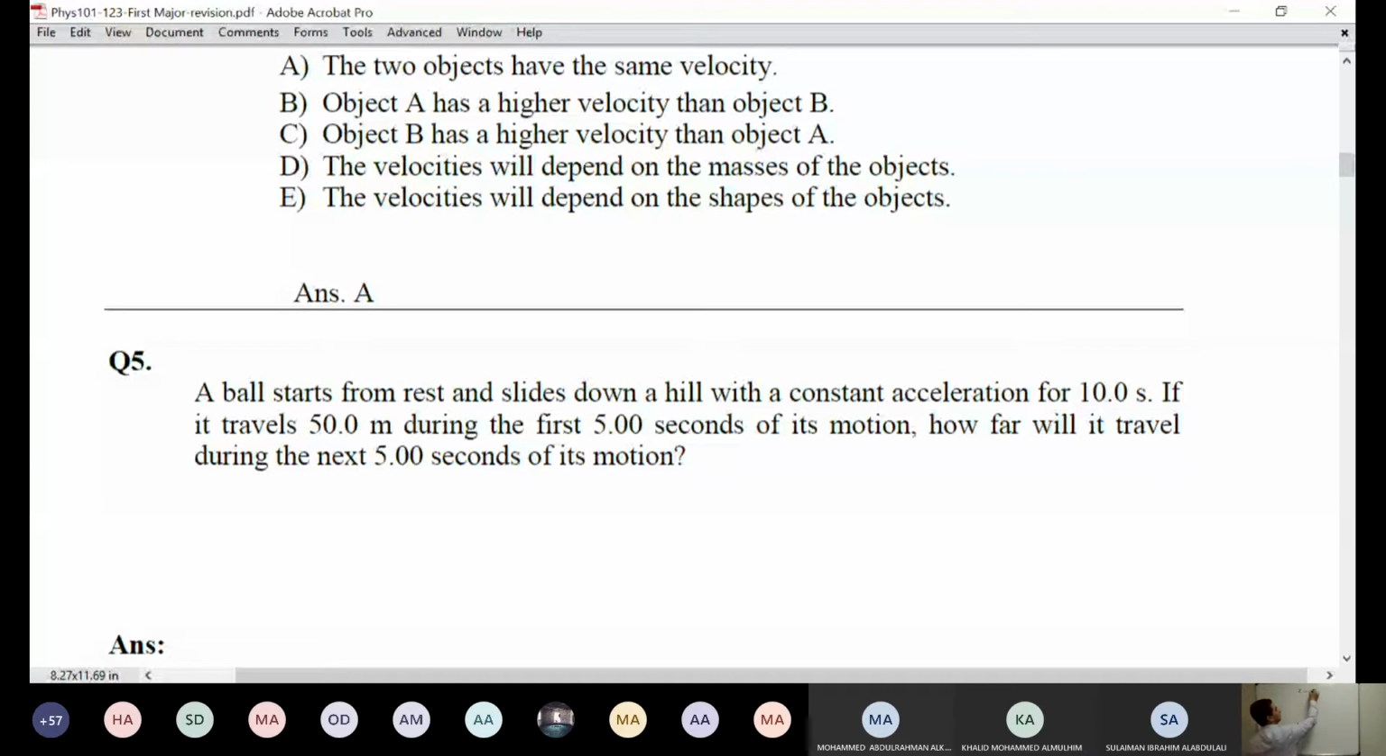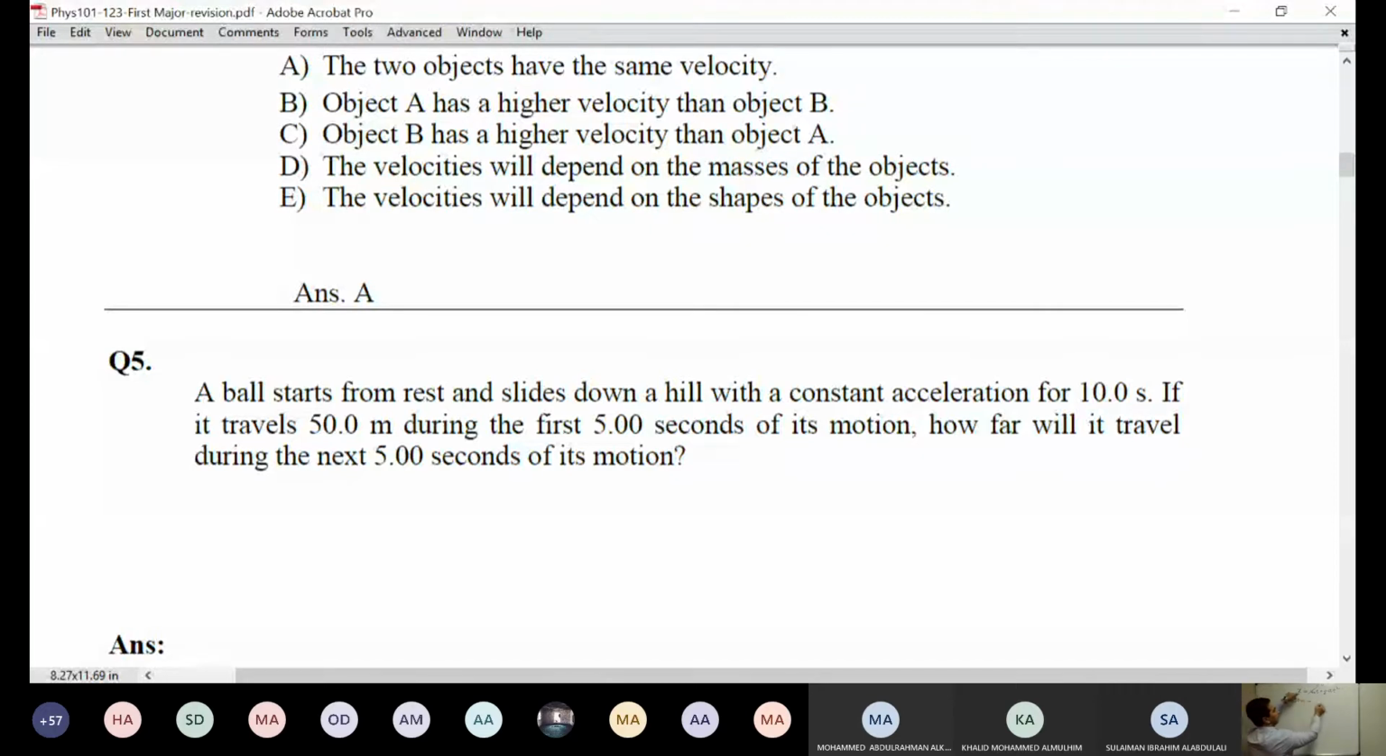So x equal to v naught t plus half a t squared. If we choose this as our equation, we know that the object is beginning its journey from rest, right? Starts from rest. So then the initial velocity is 0 in that case. And we also choose the first interval of time. They say it travels 50 meters in the first 5 seconds. So they already revealed this 50 meter.